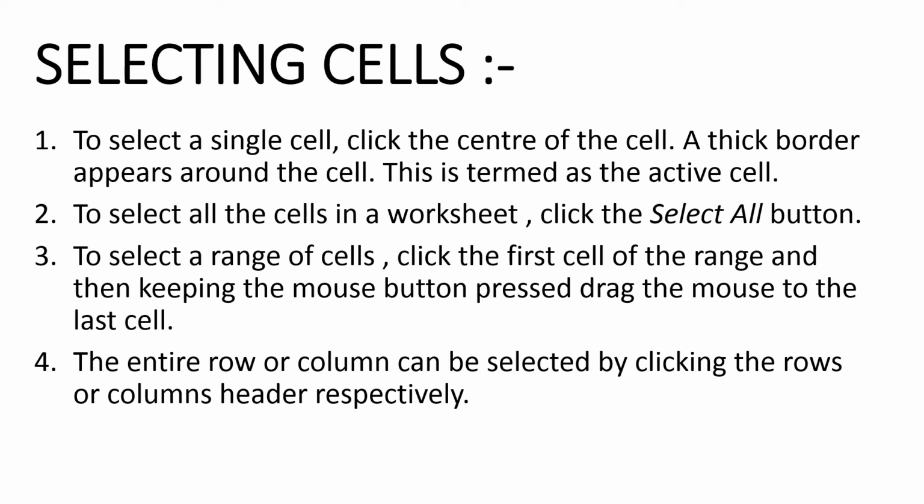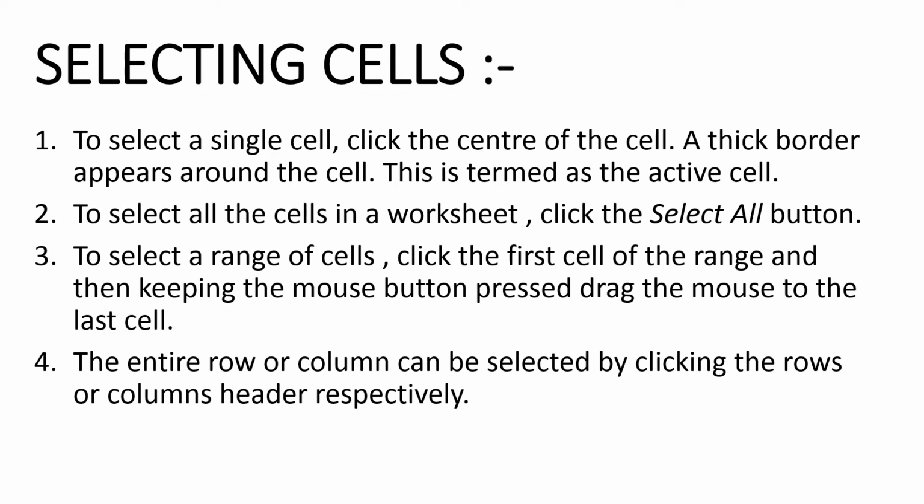Now, to select a single cell, click on the center of the cell. A thick border appears around the cell, and this is termed the active cell. Your cell has been selected. Next, to select all the cells in a worksheet, you have to click on the select all button in MS Excel. Now, the third option is to select a range of cells.